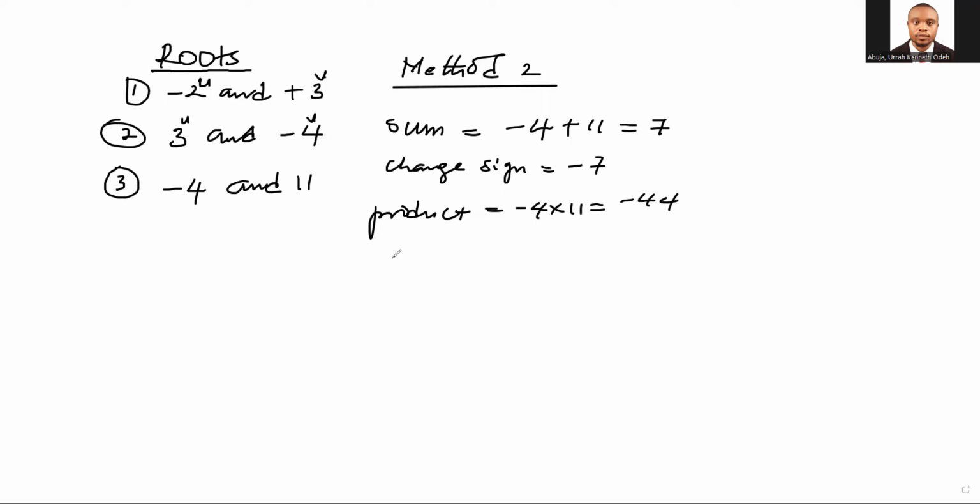So we are done. Just fix it and we have it. I'm using x this time. X squared, this sign change is our middle term, so we have minus 7x. And this is our last term, minus 44 equal to 0.